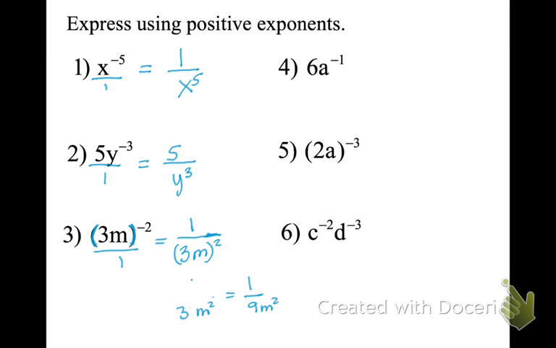Better yet, let's look at it like this. 1 over 3m times 3m, which makes 1 over 9m squared. Okay? Okay, pause the recording and try the next 3 on your own.